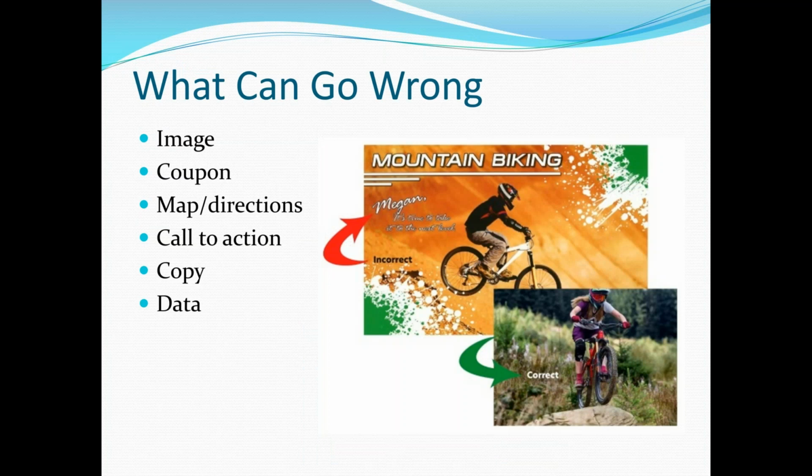All right, now let's talk about what can go wrong. And let's be honest, a lot can go wrong. And there's really two types of errors that happen most often, and that's with programming the job or something bad in the data. So when using personalization, you can send the wrong image, the wrong coupon, wrong maps, directions, call to action, copy, any of those things.